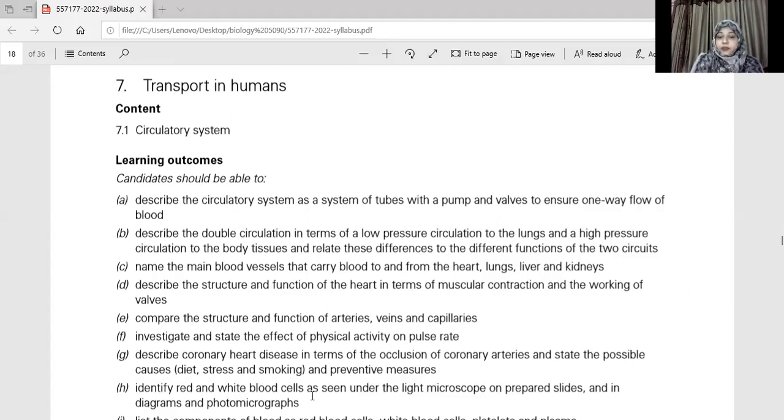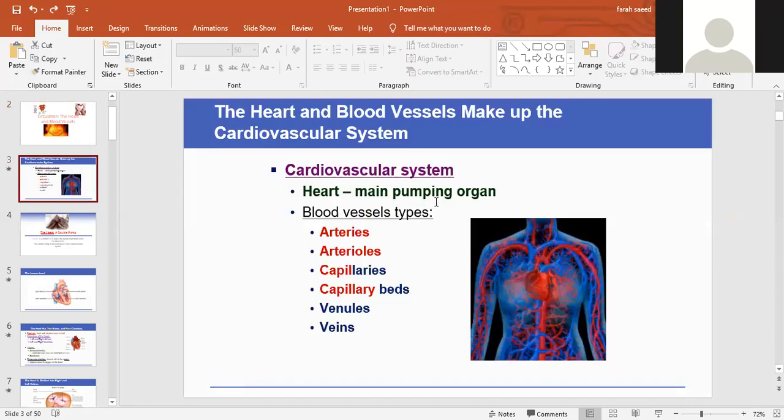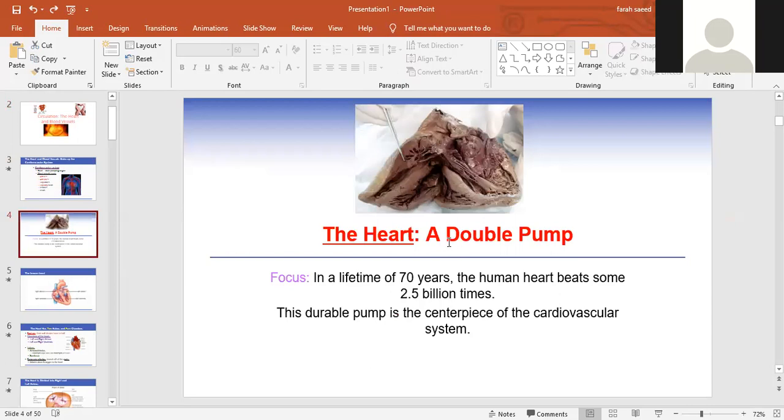Let's start with the PowerPoint. First of all, we have to understand that our circulatory system is made up of the heart and different blood vessels, meaning arteries, capillaries, and veins. When we are talking about what a heart is, the heart basically is made up of cardiac muscles. Some information is written here that in almost 70 years, the heart beats some 2.5 billion times, and it is an organ that is continuously working.